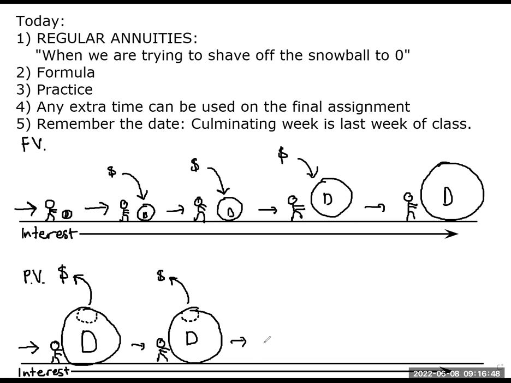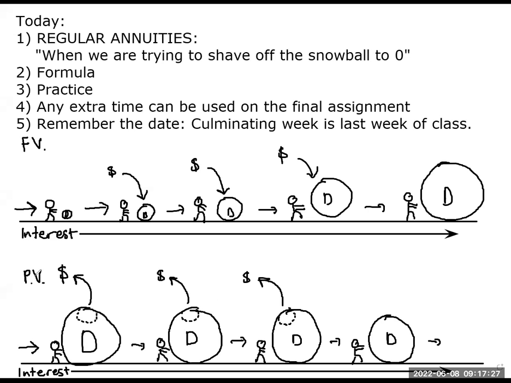So the interest is growing, but you paid into it. So assuming everything goes as planned, your snowball will be slightly smaller than before. And then you make another payment. In other words, you are taking money out. And so the snowball gets a little bit smaller. You see it? Gradually, it's very, very slow, but that is what we are trying to do with present value. Present value is any situation when I make the snowball into zero.